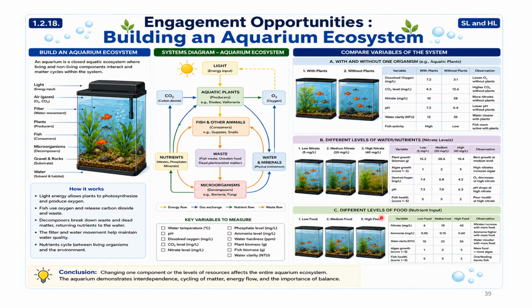During the investigation, we can measure variables such as water temperature, pH, dissolved oxygen, carbon dioxide, nitrate, phosphate, ammonia, water hardness, plant biomass, fish biomass, and water clarity. This activity clearly demonstrates the ESS principles of energy flow, nutrient cycling, interdependence, and system balance, showing how changes in one component influence the stability and resilience of the entire ecosystem.